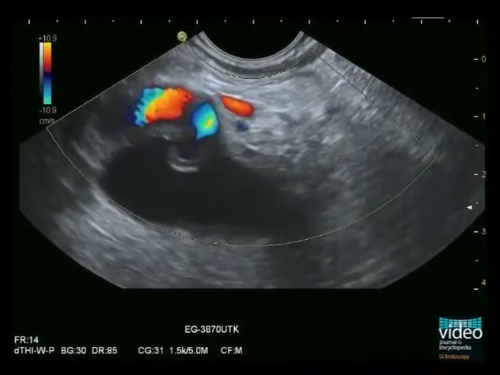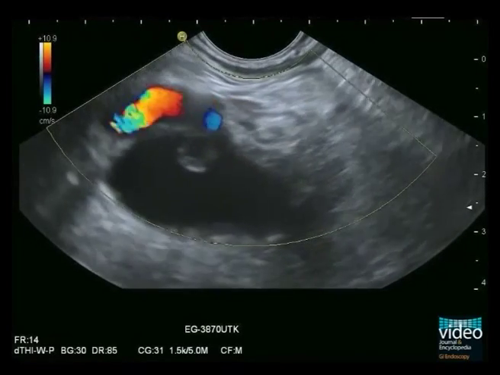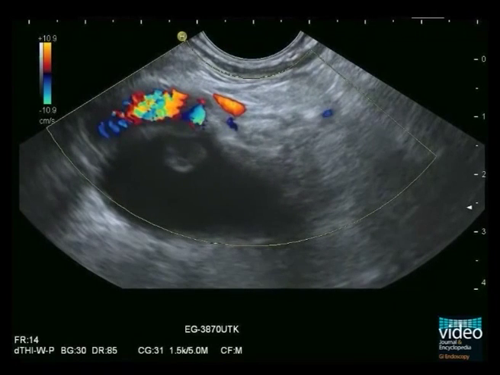Pseudoaneurysms of the visceral arteries develop as a consequence of tryptic degeneration of the arterial wall in acute pancreatitis. This is an impressive example of a very small pseudoaneurysm of the splenic artery with a small pancreatic pseudocyst.